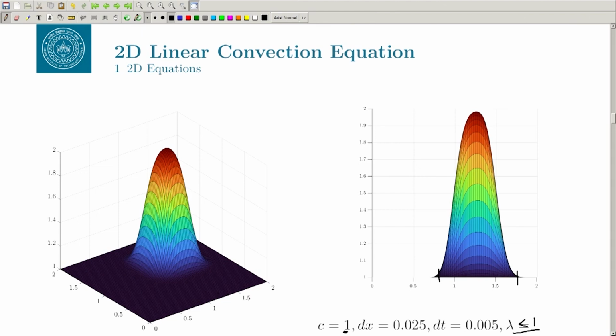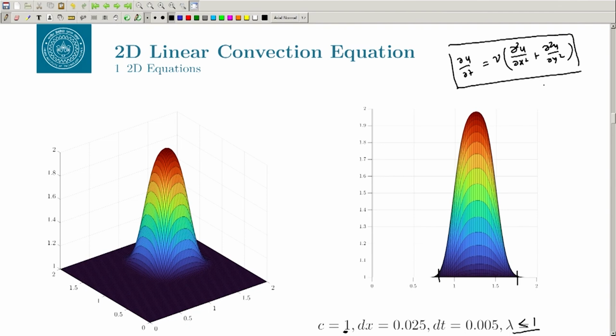Similarly, you can have the 2D diffusion also. In that case, you will have del square u by del x square plus del square u by del y square, and you can have del u by del t, right. So, you can try solving this problem also in 2D. Okay. So, the idea remains the same. In this case, you will use forward in time and central in space, because that is a diffusion problem.